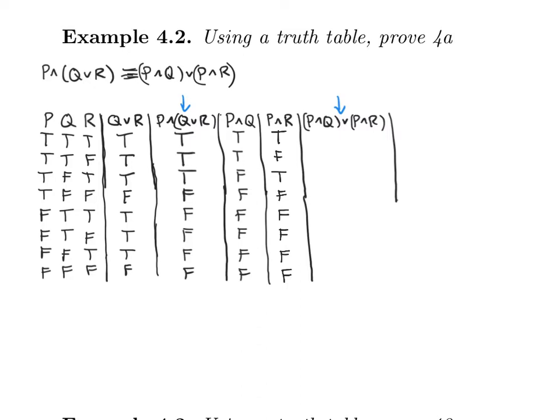All right. And now we need the OR of these 2 columns here. So we need the situation where at least one is true. And you can see that here we have true, true. So this is true. Here we have true, false. So it's going to be true. Here we have false, true. So it's going to be true. The other situations have both false, so our OR statement is false in those scenarios.